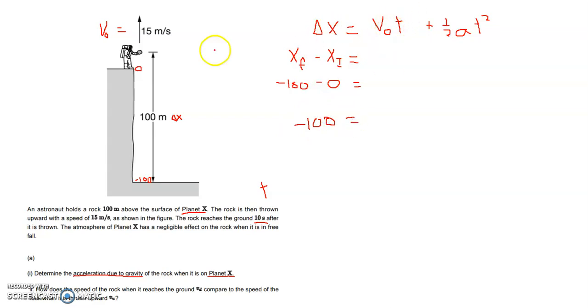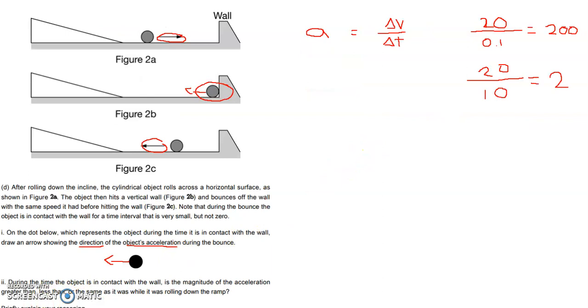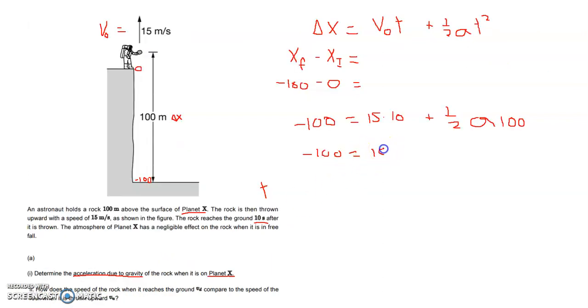Okay. The initial velocity was 15. And we did that for 10 seconds, or the change in time is 10 seconds. Plus 1/2, we're looking for acceleration. Time squared is 10 squared, so that's 100. That means this is negative 100 equals 15 times 10, which is 150, plus half of 100, which is 50a.